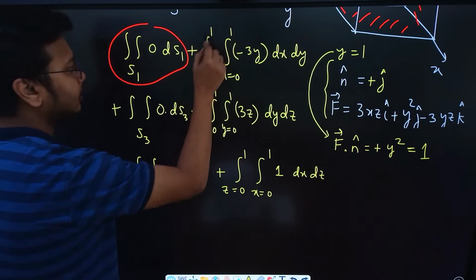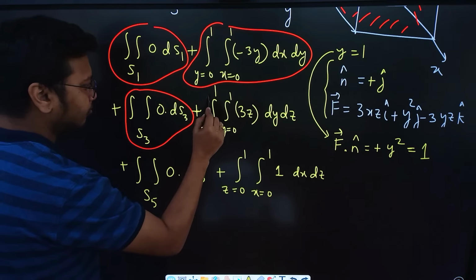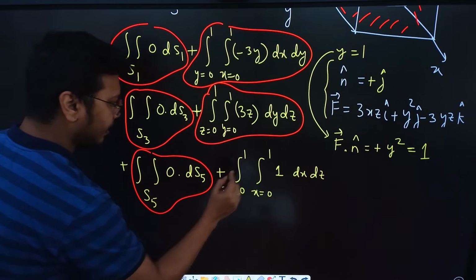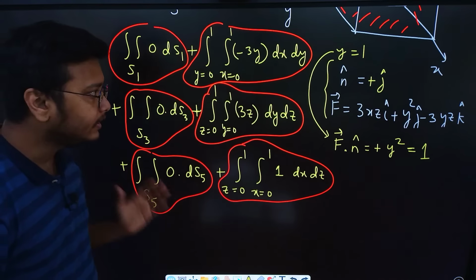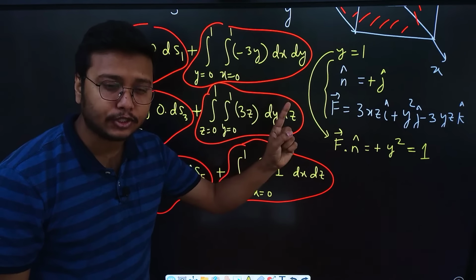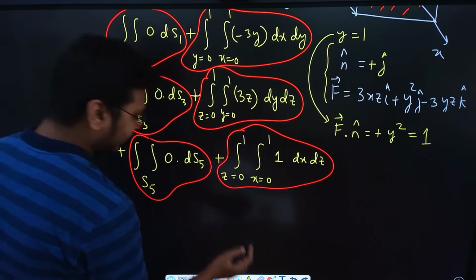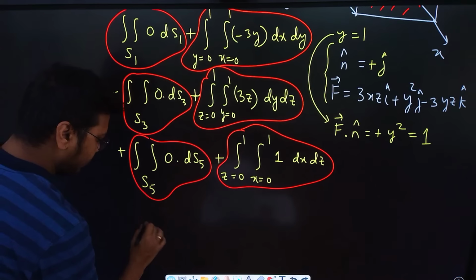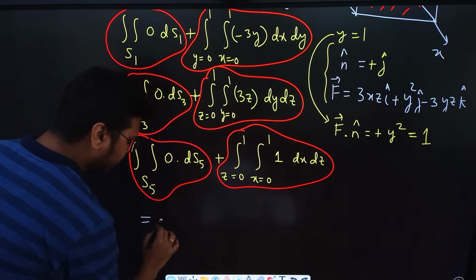The first one, the second one, the third one, the fourth one, fifth one, and finally the 6th one. So we need to add up all these 6 integrals and we should get the same answer as that of LHS, which was 1, right? So let's start doing the calculations. I'll use a different ink for clear understanding. The first one is 0. Okay, so I'll write the first one is 0.